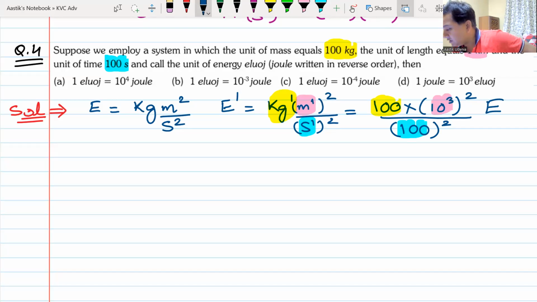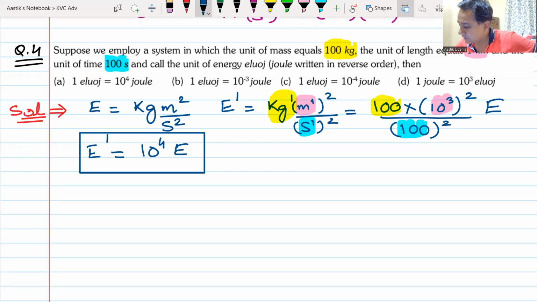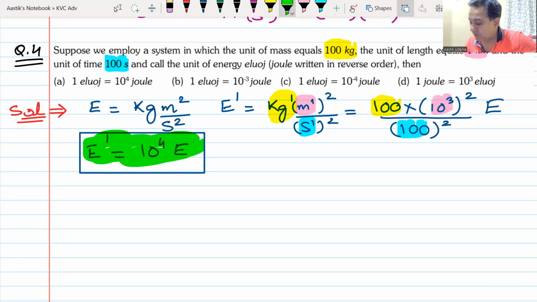This is a simple question. 100 multiplied by 10 raised to the power 6, that is 10 raised to the power 8, divided by 10 raised to the power of 4. So my new E dash becomes 10 raised to the power 4 times the original E, or my new unit of energy becomes 10 raised to the power 4 times my original unit joule. Do we understand this? That is how we solve this.